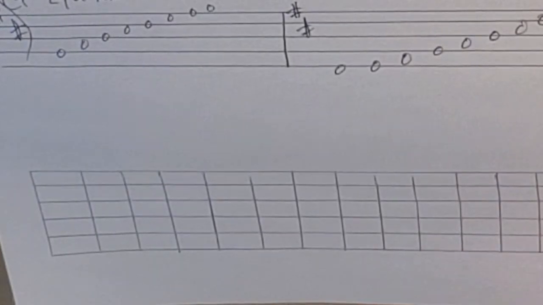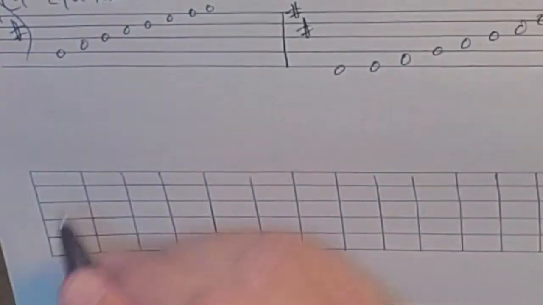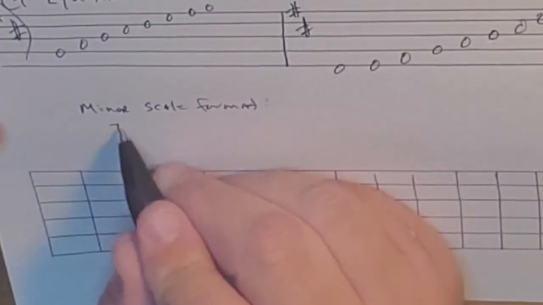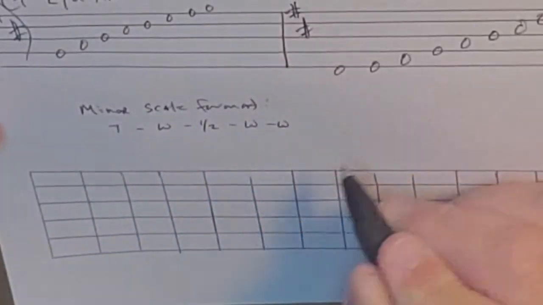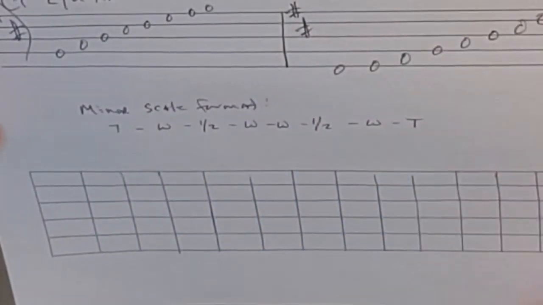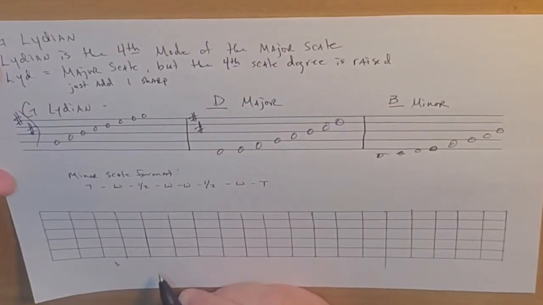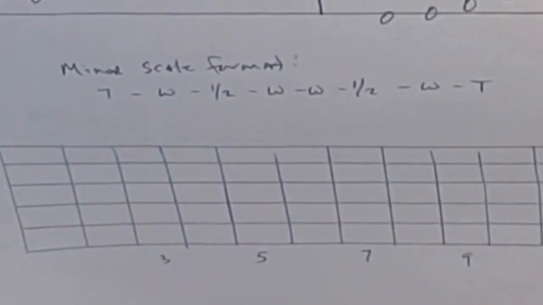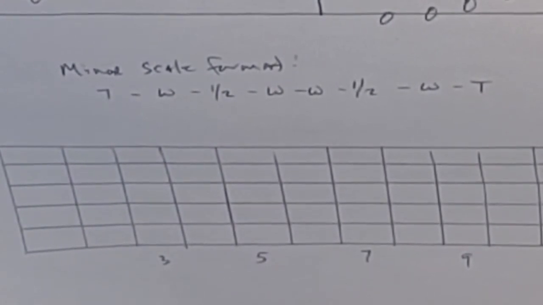Knowing this, we can use a simple 3 notes per string formula to create a G Lydian scale using the B minor scale. So first, the basic structure of a minor scale is tonic, whole step, half step, whole step, whole step, half step, whole step, and then whole step back to the tonic. Now we know that G is the fourth scale degree of D, but what about in B minor? G is the sixth scale degree of B minor.